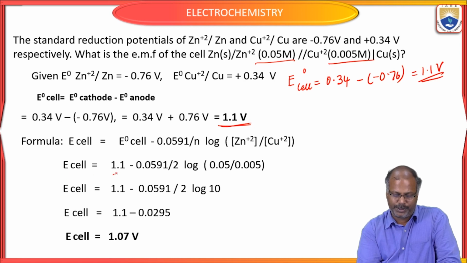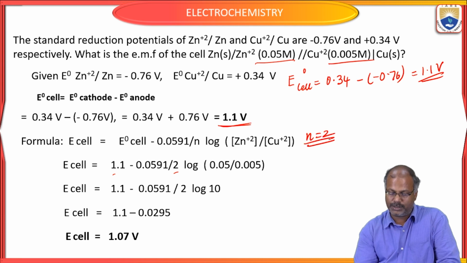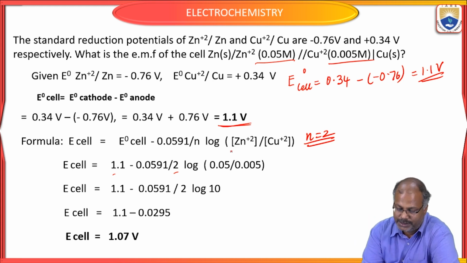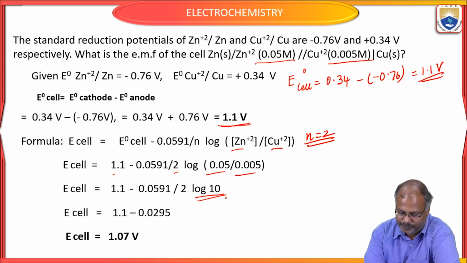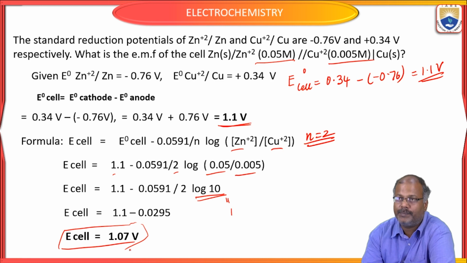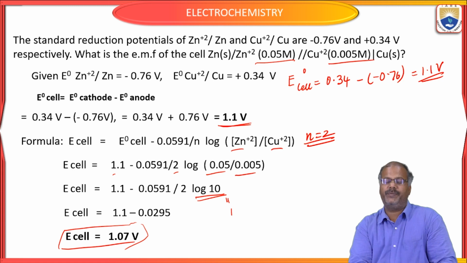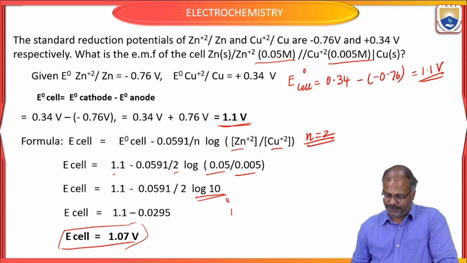So this is 1.1. This is 2. n is equal to 2, two electron transfers. And the concentration of zinc is 0.05, copper is 0.05. So it will be log 10, and log 10 is nothing but 1. So divided by 2 into 1. So E cell is equal to 1.07 volts. So this is how we have calculated the EMF of a cell using the Nernst equation.